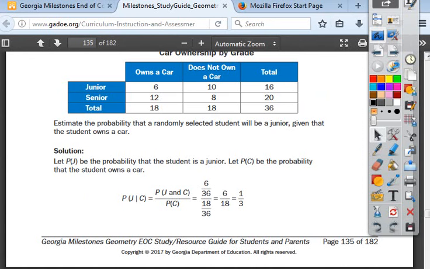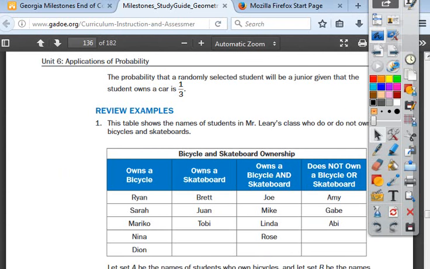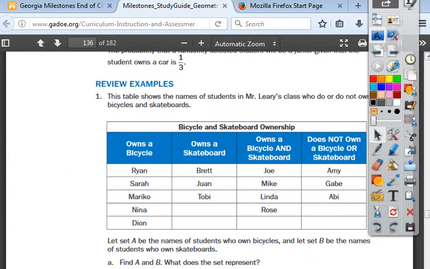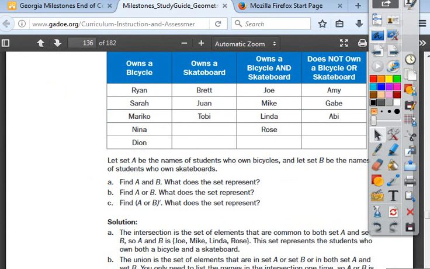18. See, I'm not doing it the way they're going to do it. I'm going to say, all I'm looking at is how many have a car. 18 have a car. Of those that have a car, how many are juniors? 6. 6 over 18 is your answer. Simplify it down. Man, they were trying to take you a long way. They're doing it the mathematical way. You know, we're getting straight to the answer of what we need. All right, if it's A and B, what does that mean?